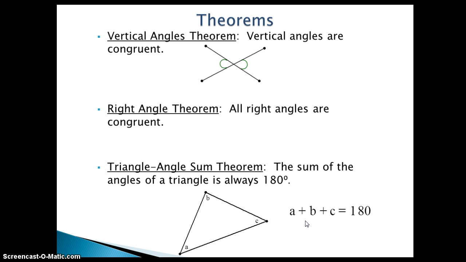The third theorem, again, is something that we should be familiar with. It's called the triangle angle sum theorem. This says that the sum of the angles of a triangle is always 180 degrees. Again, something we've worked with in the past, but just a theorem to allow us to put it into a proof when we use deductive reasoning.